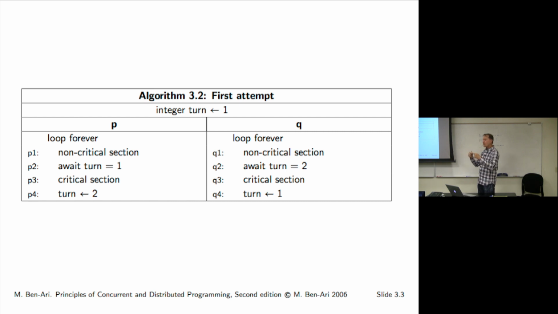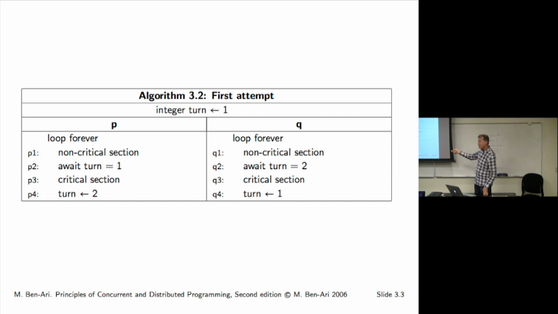And no matter which process the operating system picks to start first, what's going to happen? Suppose the operating system picks Q to start first, and Q goes through its non-critical section, and then gets to Q2. But what happens when he gets to Q2? It says await turn equals 2. So he'll just sit in there, awaiting. Eventually he'll time out, and the other process will go through its non-critical section.